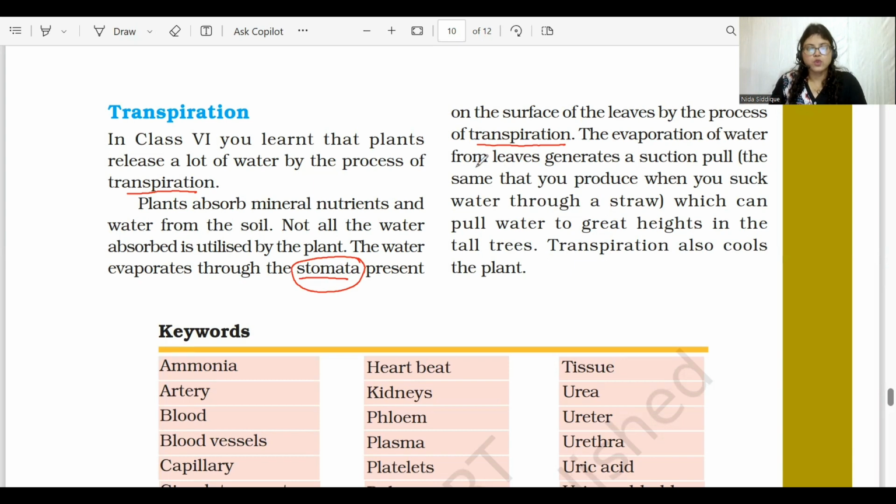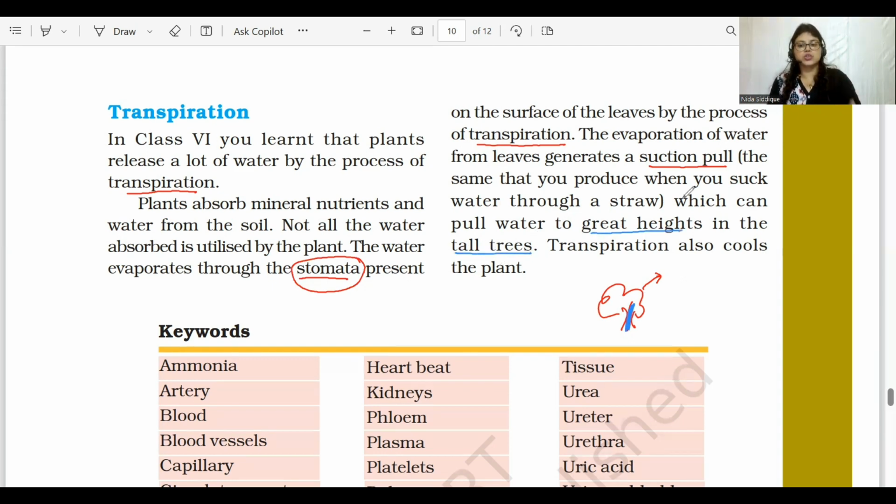So the evaporation of water from the leaves generates a suction pull. For example, when we drink a cold drink or any other drink using a pipe, what happens at that time? There is a suction force. We are sucking in the liquid and there is a continuous channel of liquid in our pipe. Similarly, in plants, as soon as water vapor is released into the atmosphere, there is a formation of a continuous channel of water filling up this pipe, and it keeps on going up, which can pull the water to great heights in tall trees.